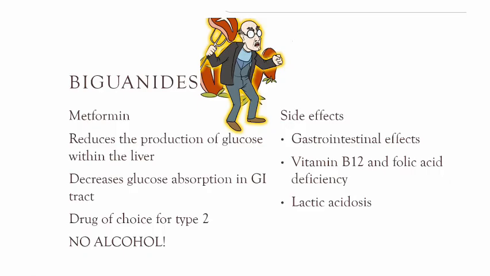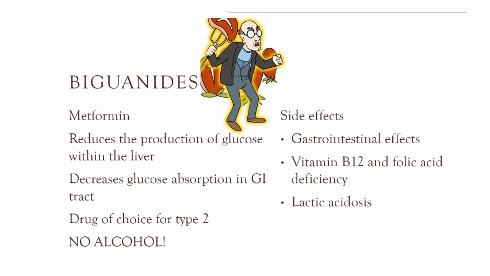This class, biguanides, is very, very important. The prototype medication for this class is metformin. And what metformin does is it slows down your liver instead of working on the pancreas to make insulin. It slows the production of glucose in your liver so that your glucose doesn't go as high. Because of this, there is a decreased glucose absorption rate in the GI tract. This could cause some nausea, vomiting, gastrointestinal effects. Typically, they do subside over time, but sometimes not.